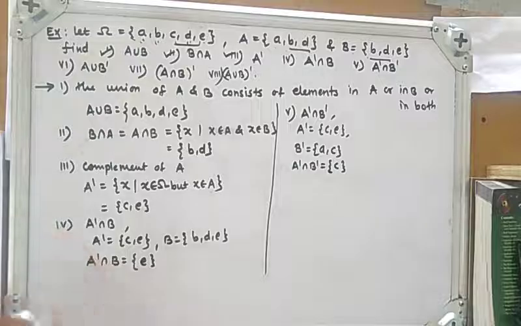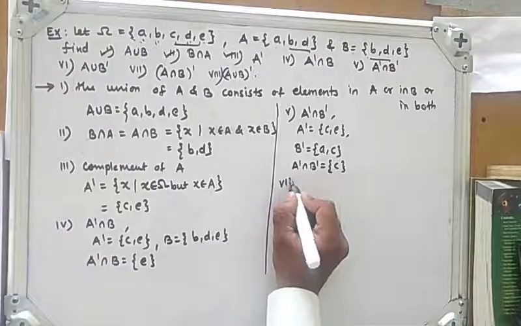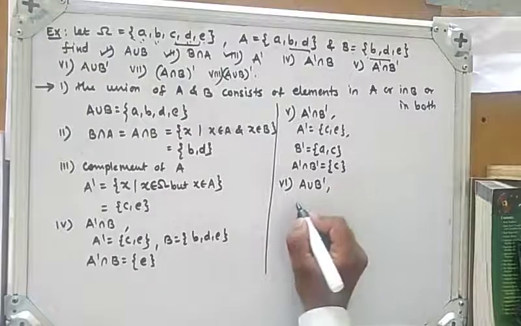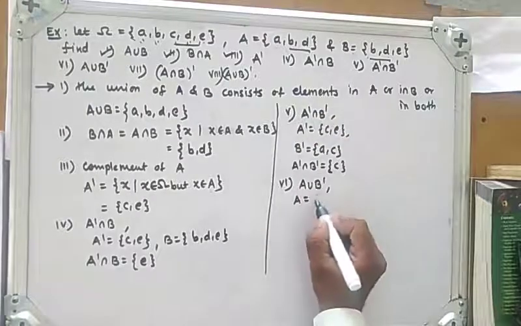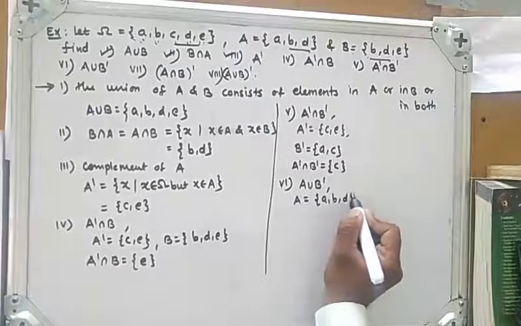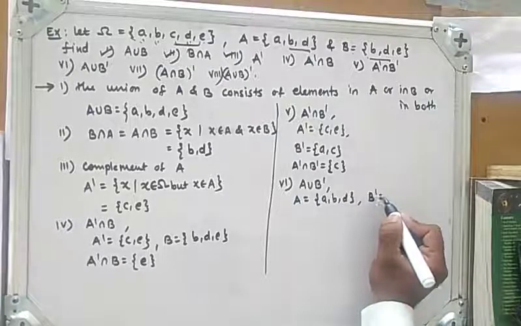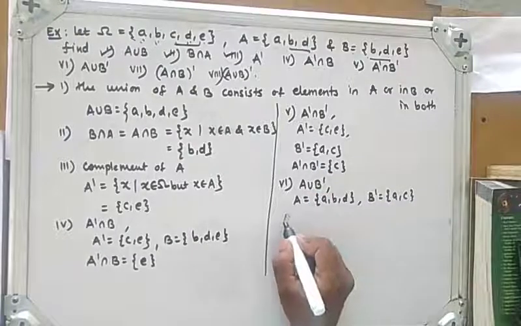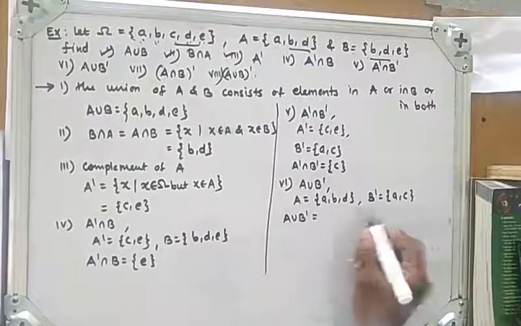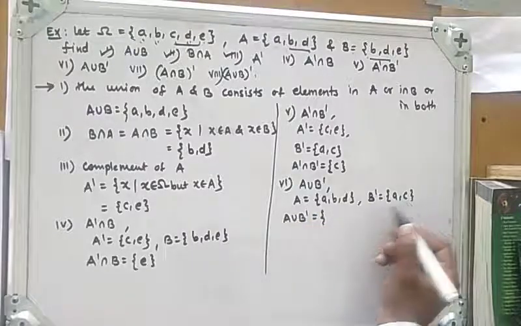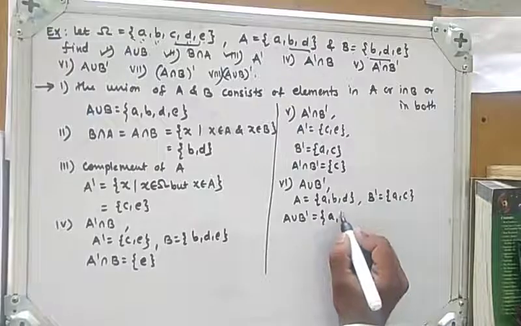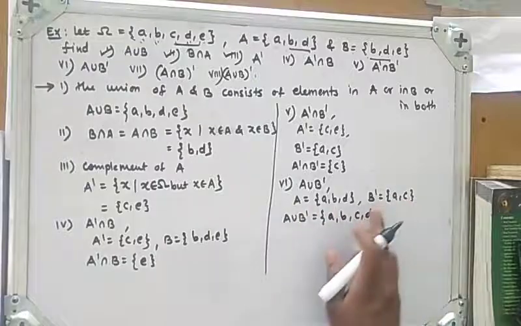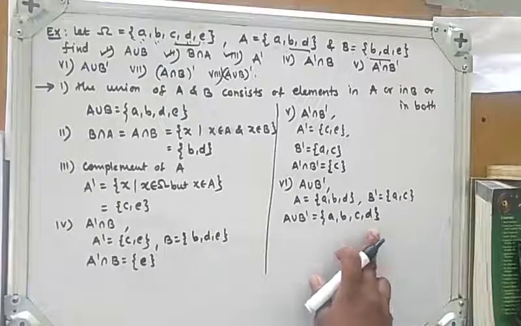Now next to find out A union B complement. Sixth one, A union B complement. So here what is A? A has elements A, B and D, and B complement, what is B complement? A, C. So A union B complement is the collection of elements which are either in A or in B complement. So A, B, C and D, which are all the elements in A and B complement. So which is A union B complement.